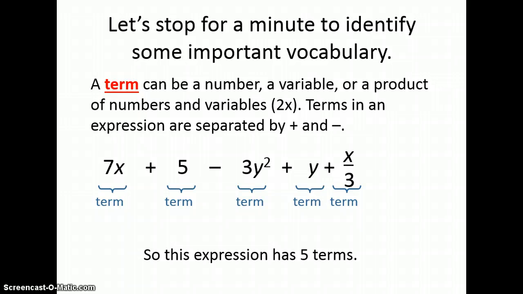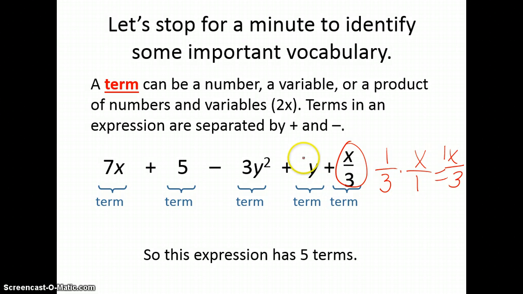Notice, we said that it can be a product of a number and variables. So right here, it's actually 1/3 times x. If I were to multiply this, 1 times x is x, and 3 times 1 is 3. So 1 times x is 1x, and I don't need that 1 over 3. So really, what looks like a division problem is actually a multiplication problem of a fraction times a variable.